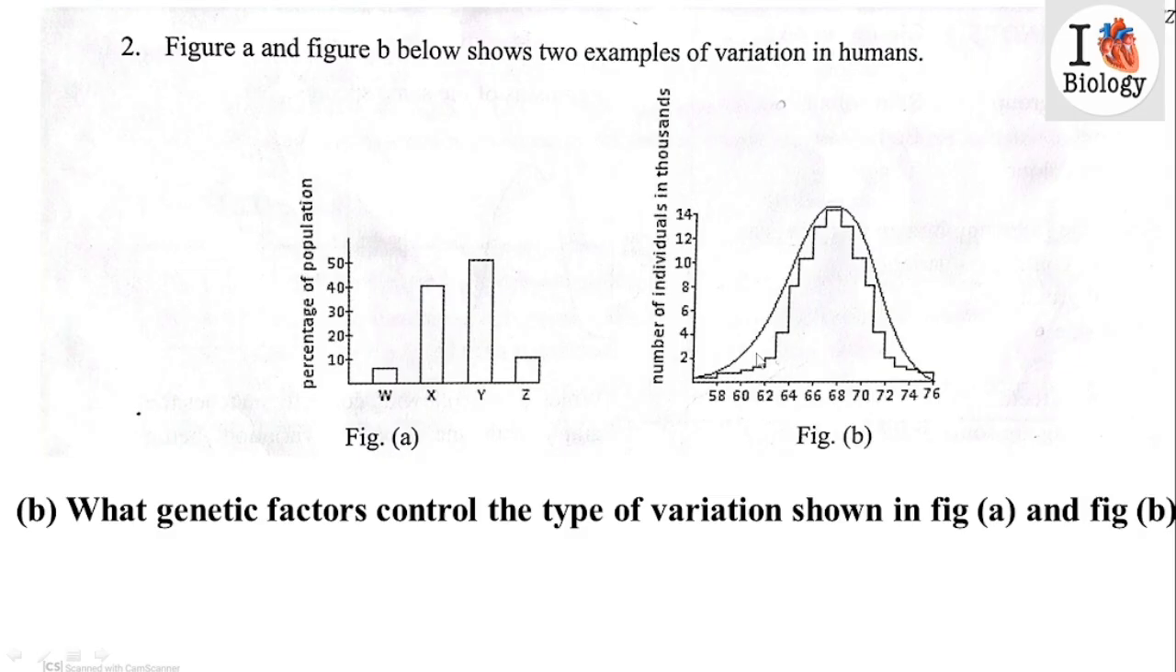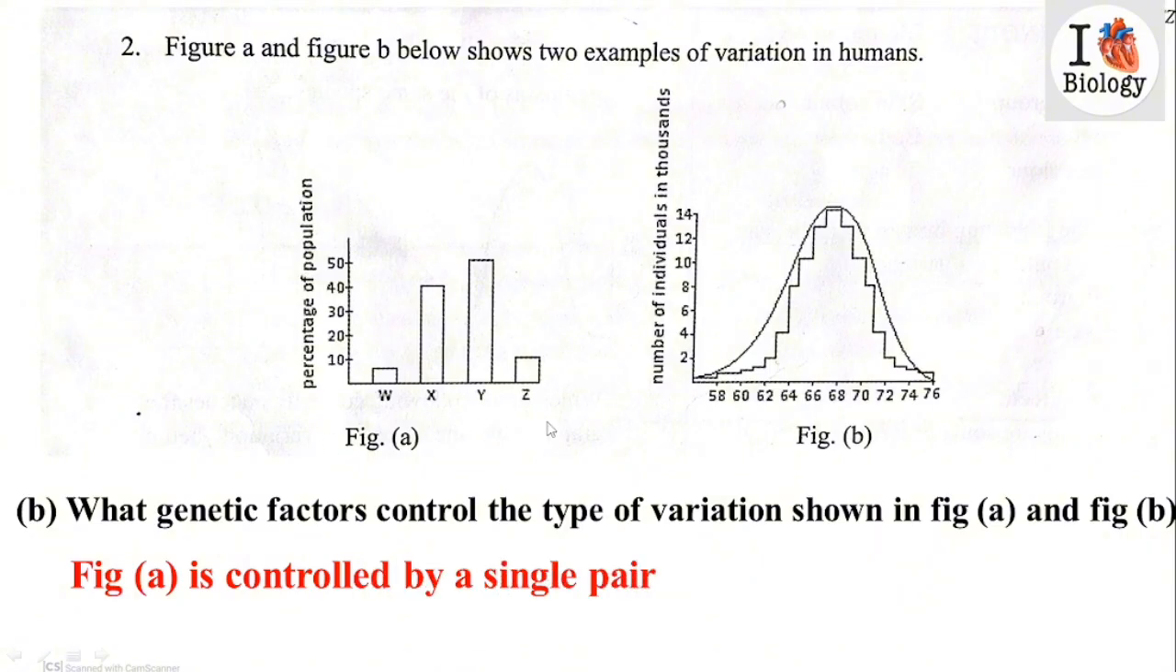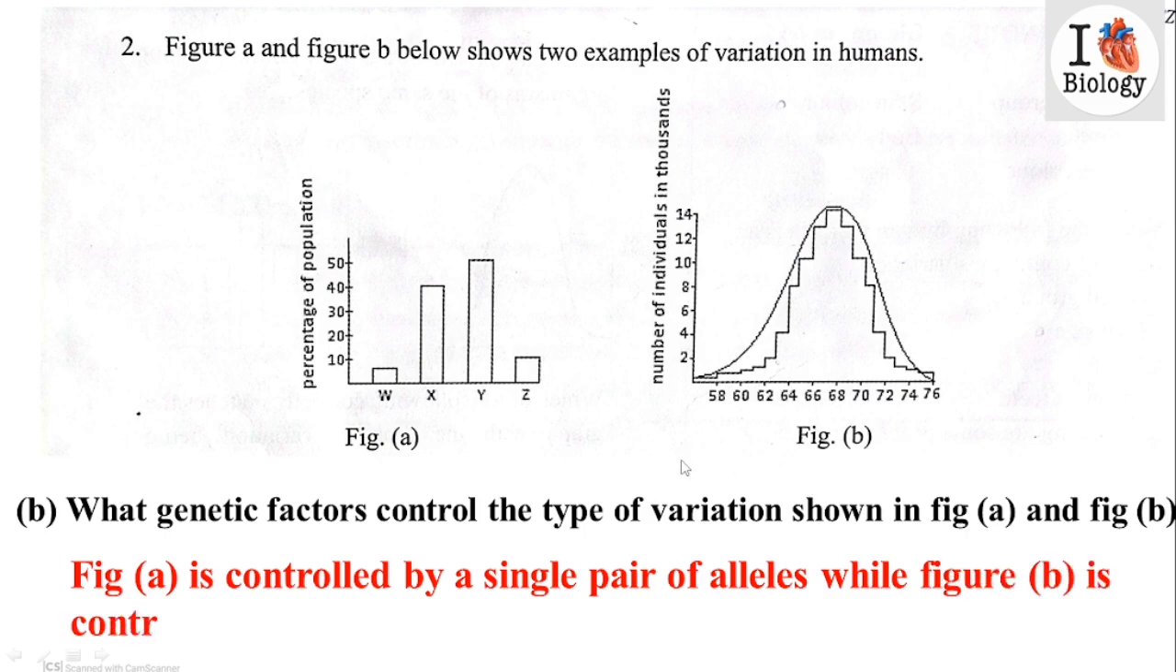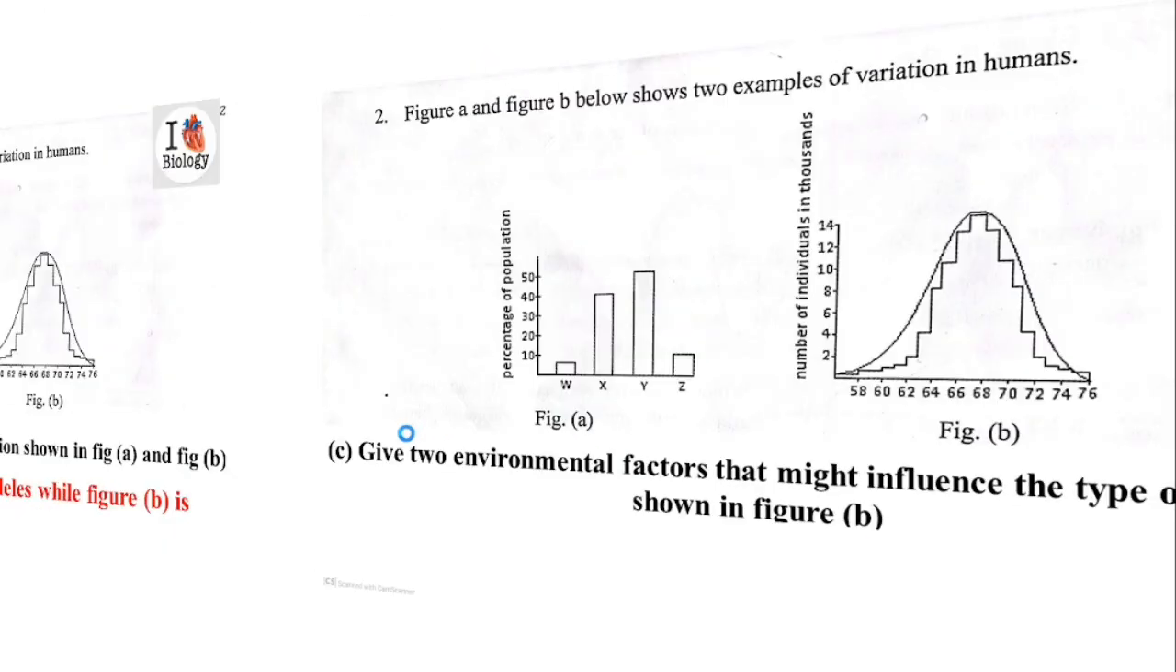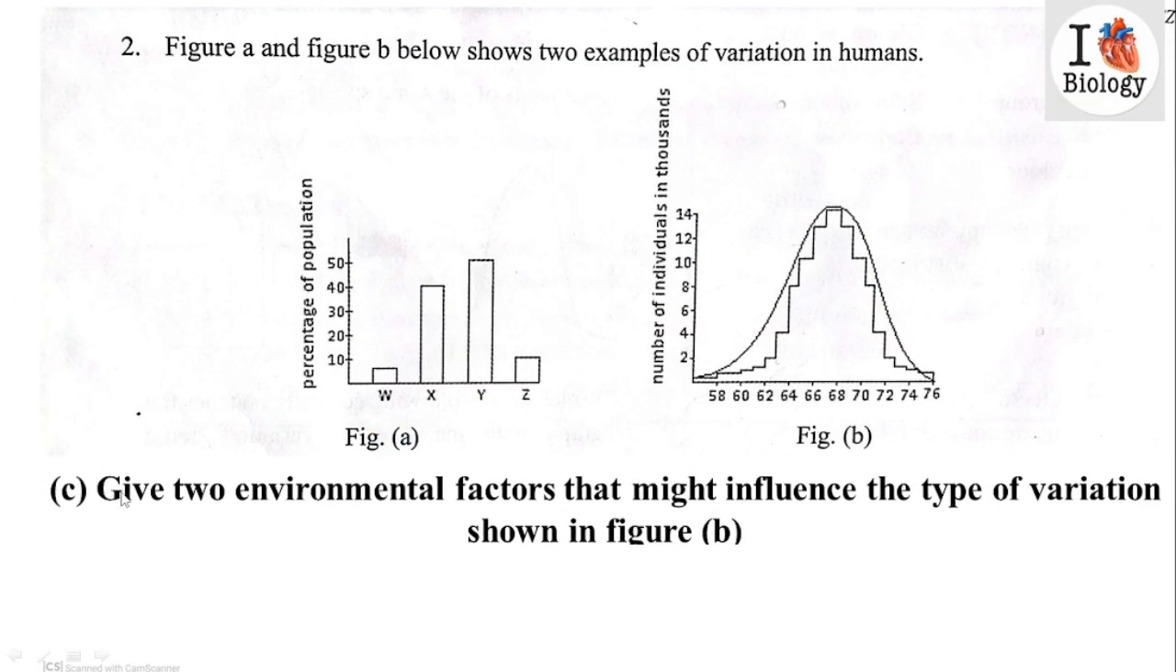So we can write our answer to say figure A is controlled by a single pair of alleles, while figure B is controlled by several pairs of alleles. So this is the answer to our question B. Let us now move on to our last question, which is question C.